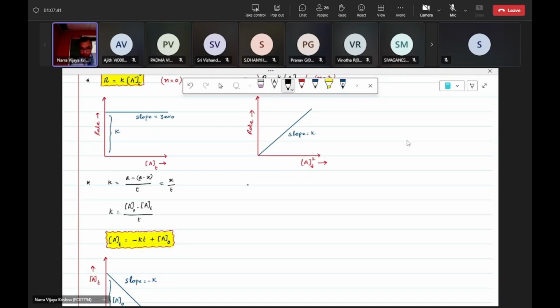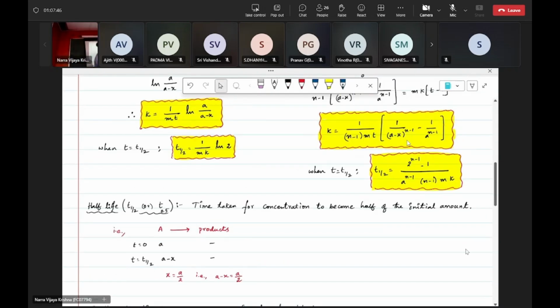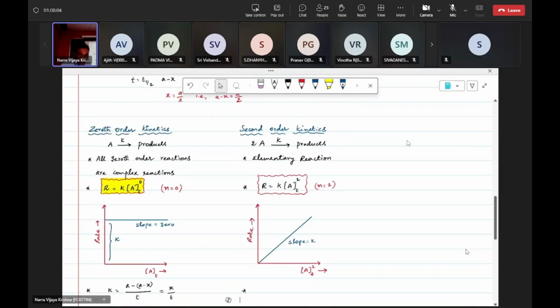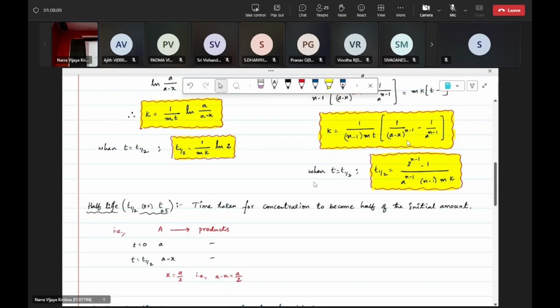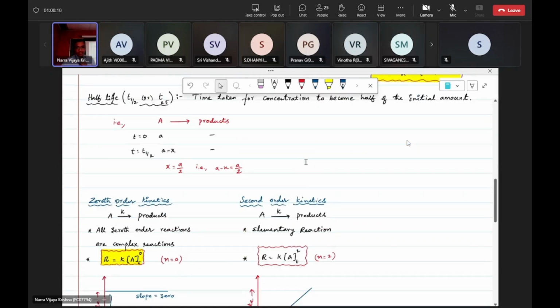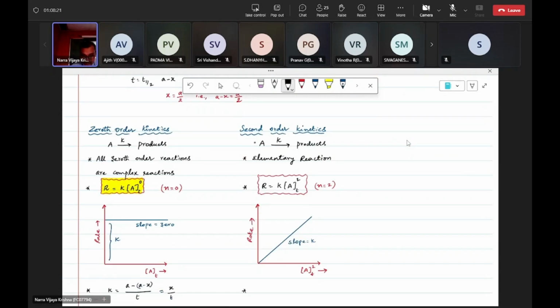Now substitute N equal to 2. Now I need to substitute M equal to 2, since it is an elementary reaction, and N also 2. Correct? Be cautious. If I don't write this 2 there, then what will I do? I will write M equal to 1, but N equal to 2. Understood? Be cautious. If I write like this, now tell me the equation.